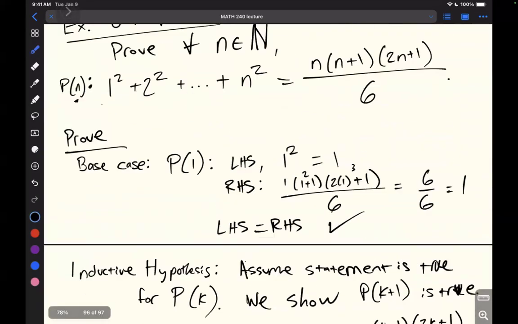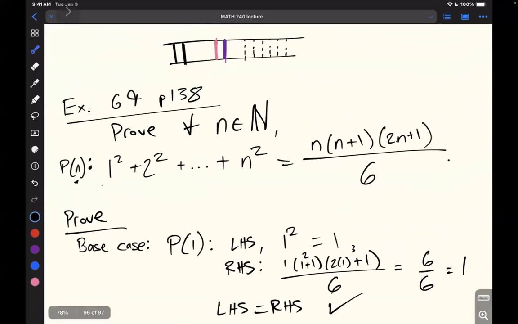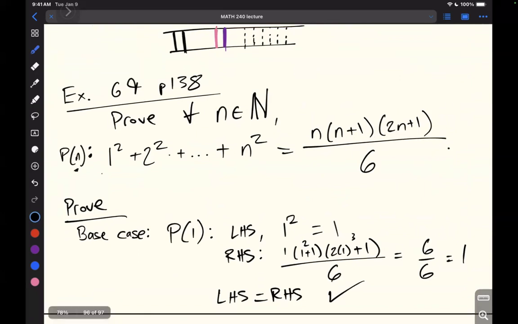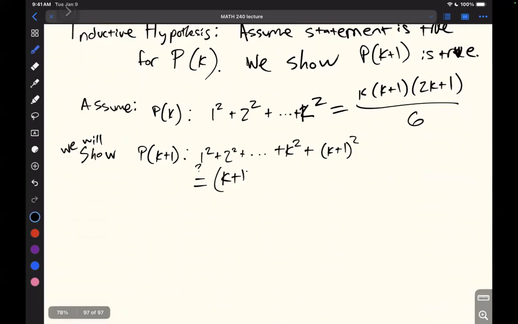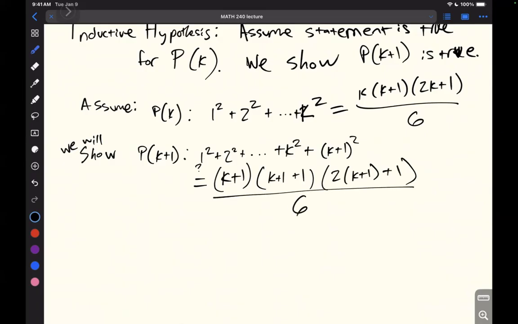And then for each of these n's, we just substitute in a K plus 1. Right? So if this is in terms of n, and we want to find P of K plus 1, we just put K plus 1 in for n. So this is K plus 1 times K plus 1 plus 1 times 2 times K plus 1 plus 1, all over 6. So we want to show that those are equal.